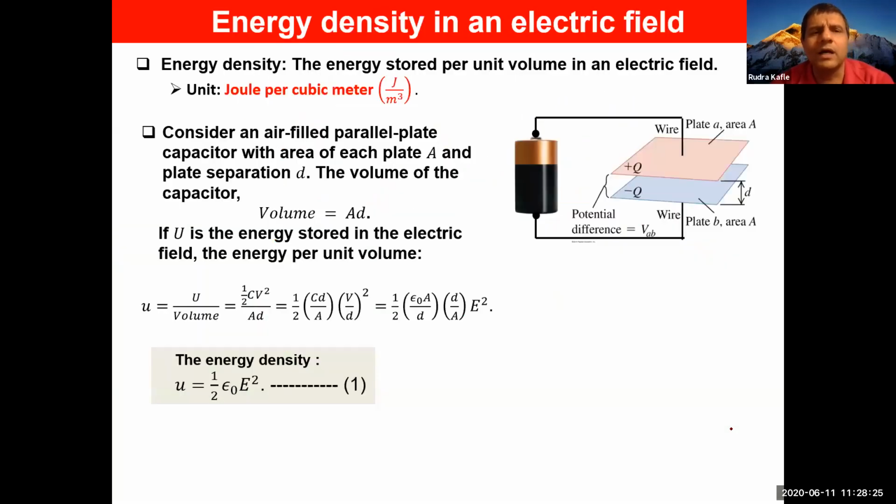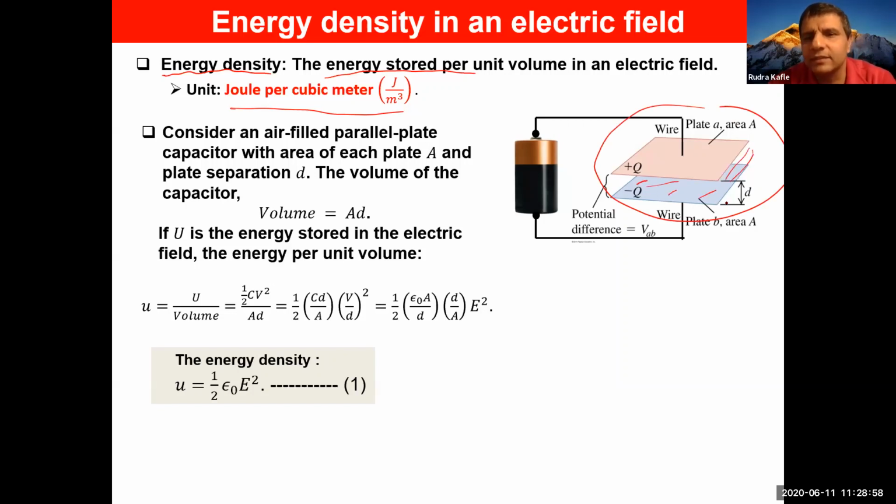So one other concept physicists like is energy density, right? So energy density, just like mass density is mass per unit volume, energy density is energy stored per unit volume, right? So energy is measured in joules, volume is measured in cubic meter, so the unit of energy density is joule per cubic meter.